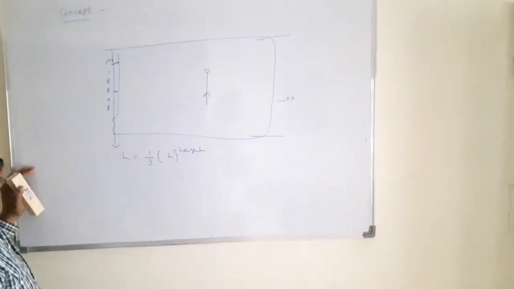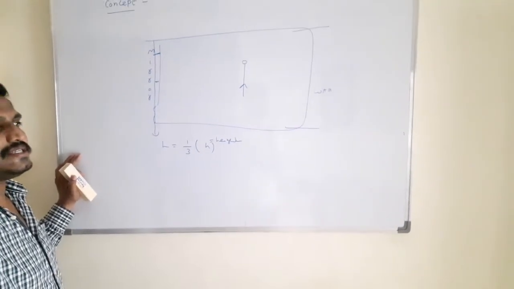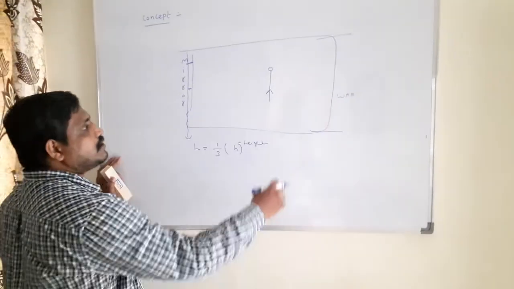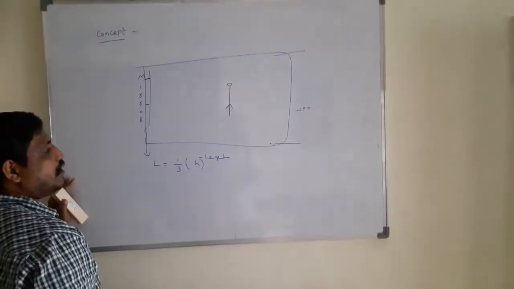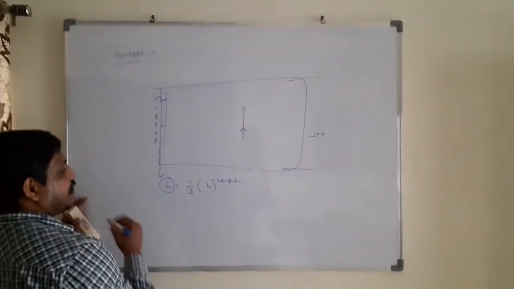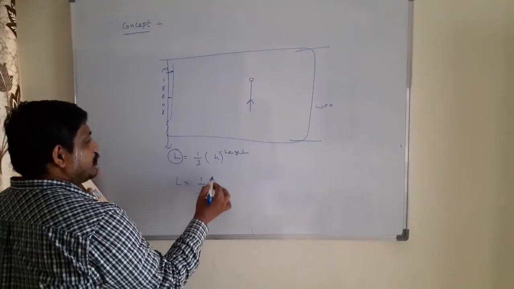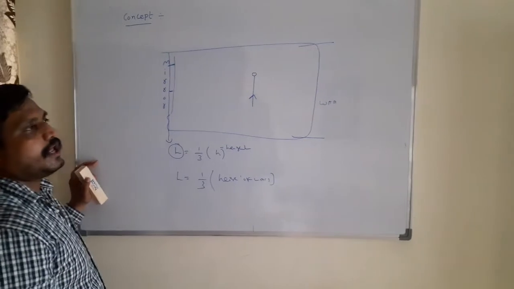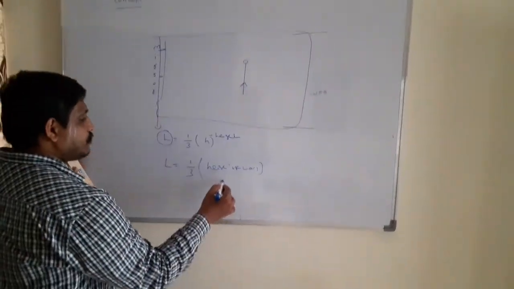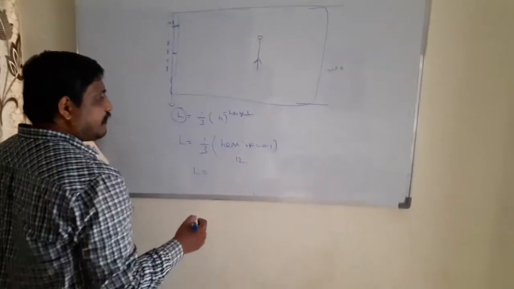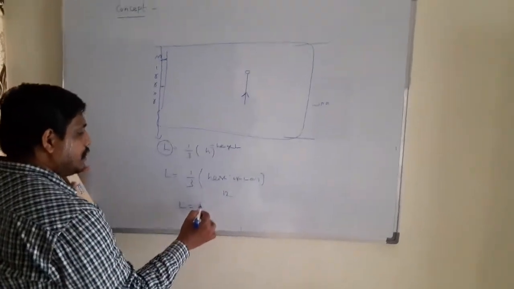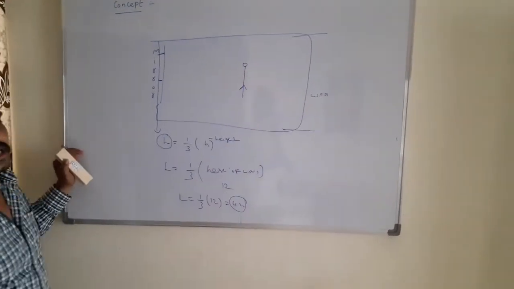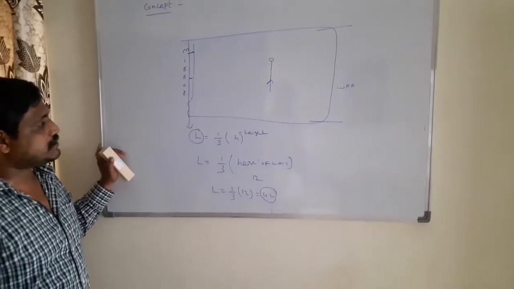Once again I repeat the question here. The person stands at the center of the room. The person wants to see the wall behind in a mirror. The length of the mirror required is L equal to 1/3 of the height of the wall. For example, the height of the wall is 12 meters is given in the question. What is the length of the mirror required to see the complete wall? L equals 1 by 3 into 12 equals 4 meters. That means the length of the mirror required is 4 meters in this topic.